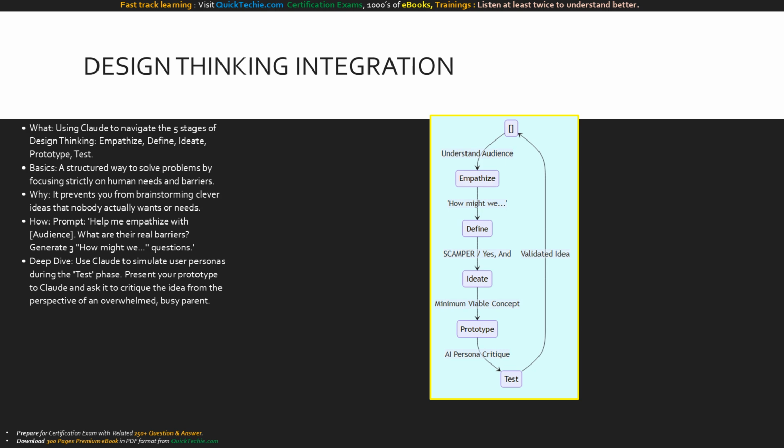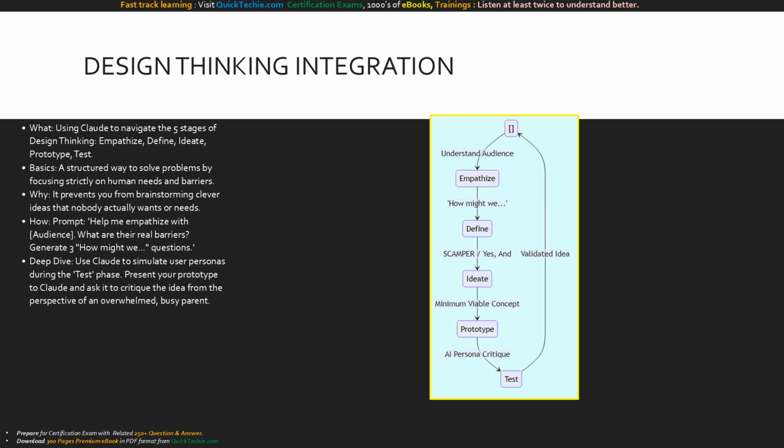This is where design thinking integration comes in. Design thinking has 5 stages: empathize, define, ideate, prototype, and test. It roots your creativity in actual human needs. You start by prompting Claude to empathize. Help me understand busy parents trying to exercise. What are their actual, hidden barriers? Claude will highlight things you missed, like mental fatigue or guilt, rather than just lack of time.